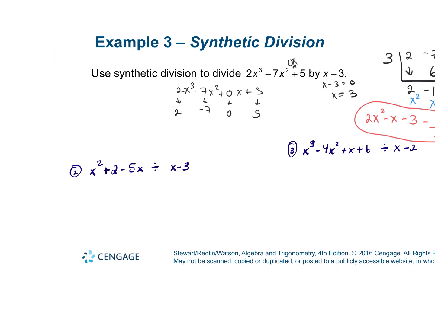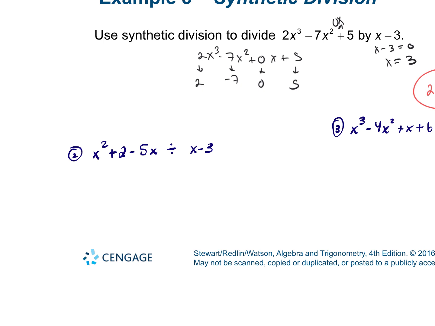All right, so I'm going to rewrite this in standard form. Right? So we have our first term, which is the 1, a second term, which is a negative 5, and our third term, which is a constant, which is 2. In this one, we don't have to add any zeros because we have an x squared, an x to the first, and then no x.